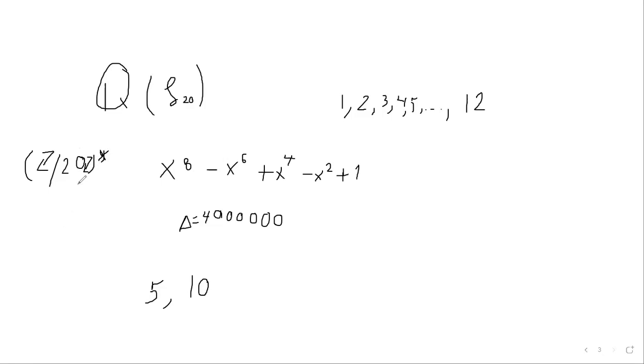Quadratic subfields correspond to index 2 subgroups in (Z/20Z)*. So we need to rewrite what that group is. It contains 5 multiplied by something, so it has 8 elements again, and is there an element of order 4?